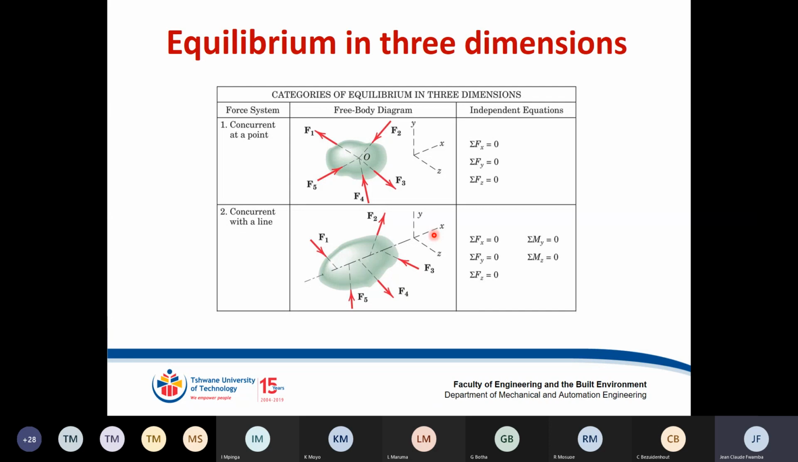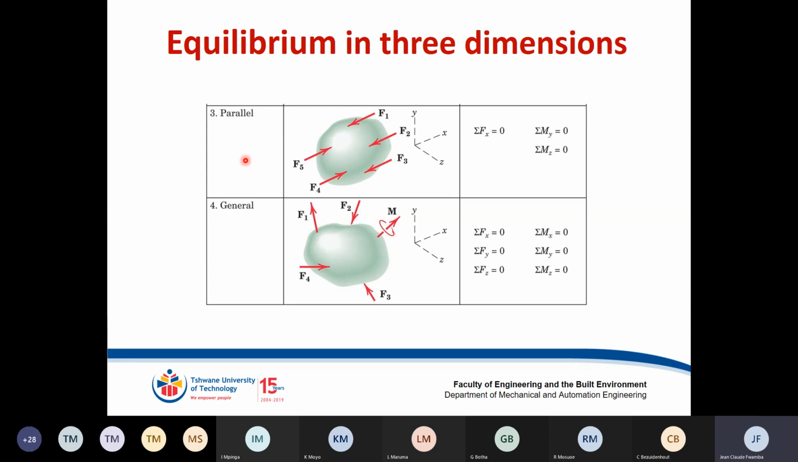It means there is no perpendicular distance for those components on the X axis. They don't have any perpendicular distance. That's why we can't take moment around X axis, but we can on the other 2 axes, Y and Z. That's why you have the 2 moments standing there, right?